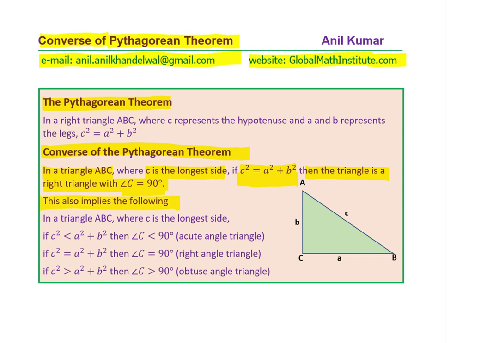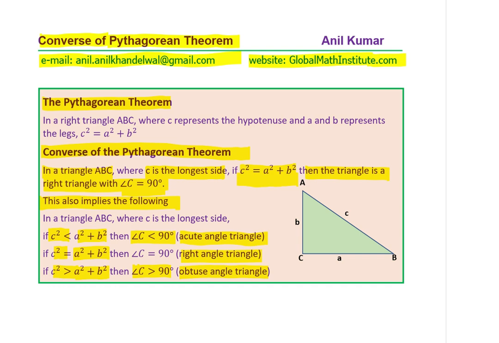So this also implies that if c square is less than a square plus b square, then angle C is less than 90 degrees. That means we're looking at an acute angle triangle. Perfect. If c square is equal, then of course it is a right angle triangle. But if c square is greater than a square plus b square, then angle C is greater than 90 degrees, and we are looking at an obtuse angle triangle. Correct? So we could conclude this. So the converse is very important also to decide what type of triangle we are working with.